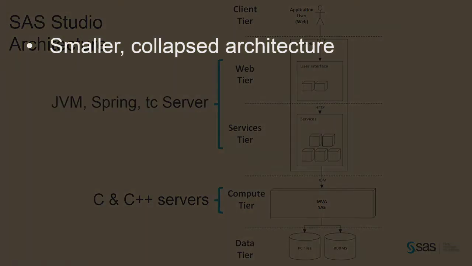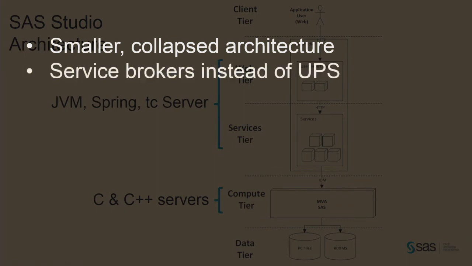So we have a smaller collapsed architecture, which means now we can focus on Cloud Foundry integration and specifically creating a service broker instead of using user-provided services for our stuff. There's only one web application here. The services and UI are co-located there, but we're making the same types of changes with jars and config files as before.